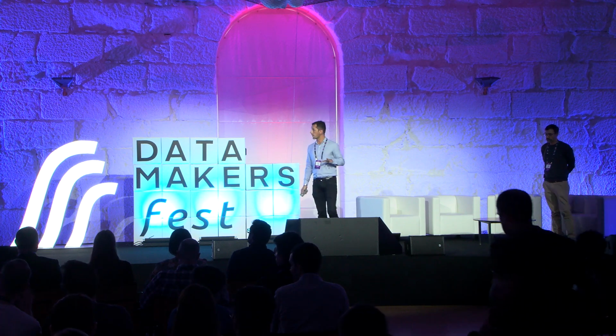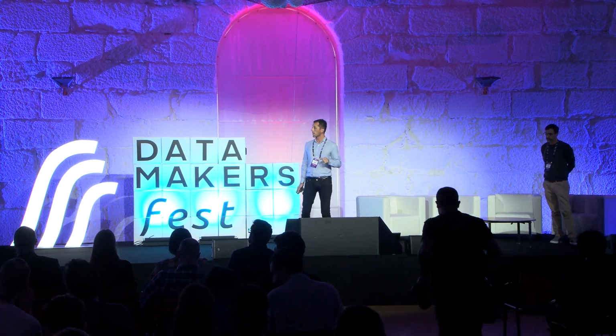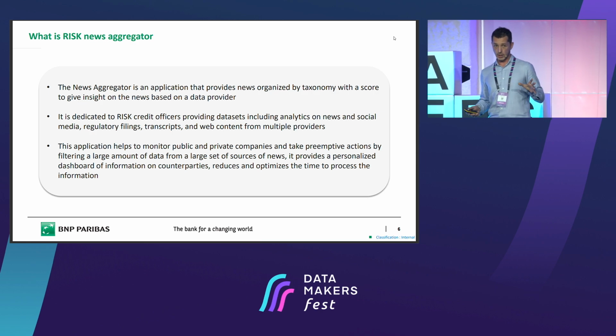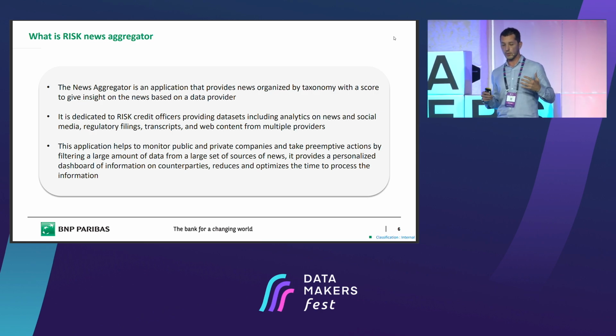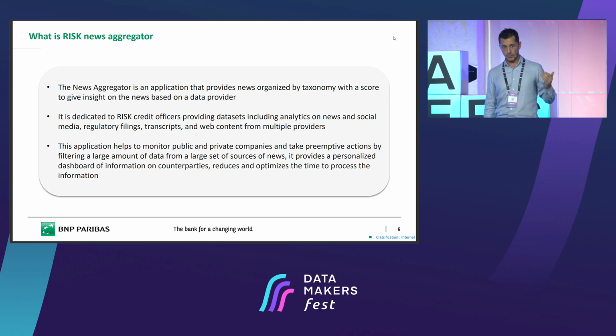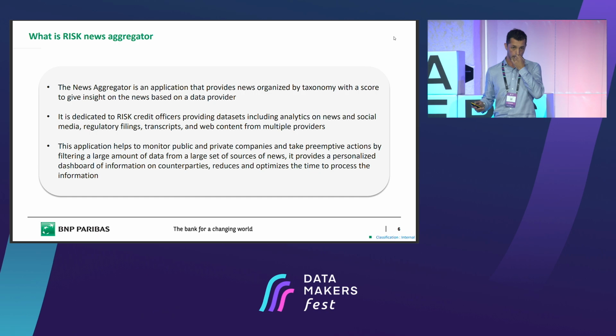So we came up with this tool called Risk News Aggregator. Basically, this is an application that provides all the news organized by score to give insight directly to the credit officer. So instead of going to multiple places to gather information, he will be able to see very quickly everything that is contained in his portfolio.